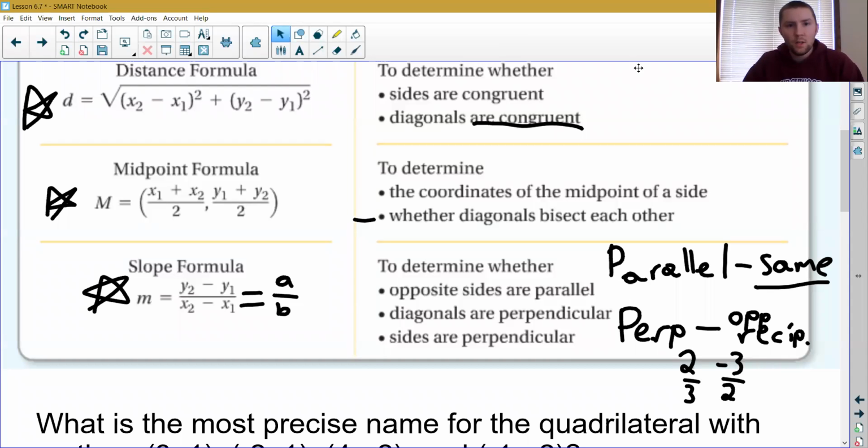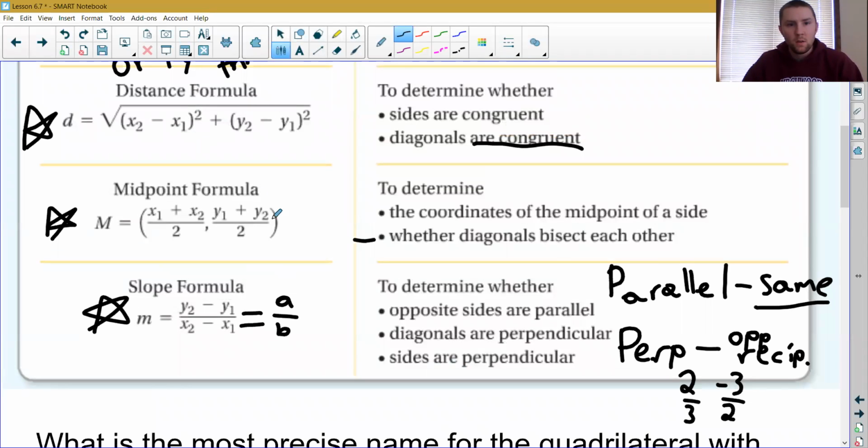Okay, so these are the three formulas or mathematical operations, I guess you could say, that we're going to have to use to determine how we classify the shapes that we're putting on graphs.